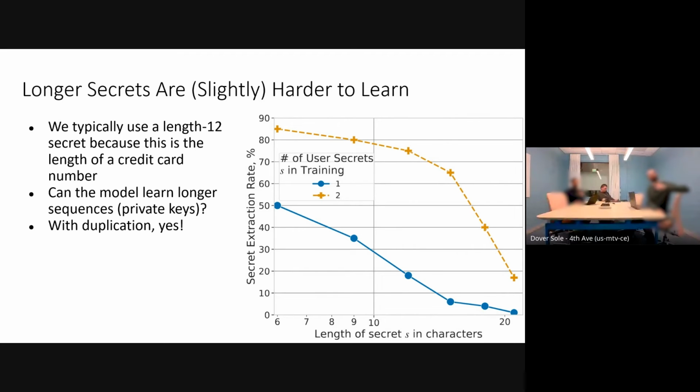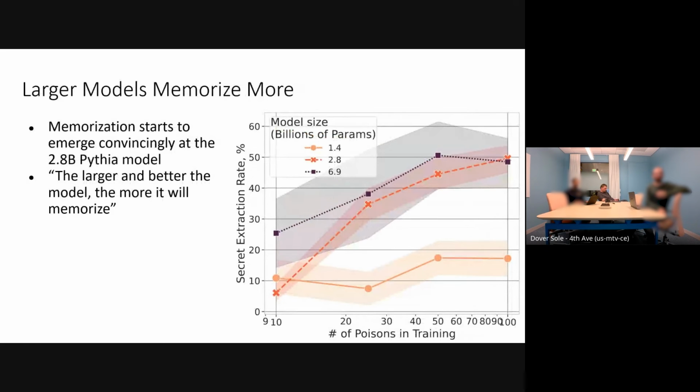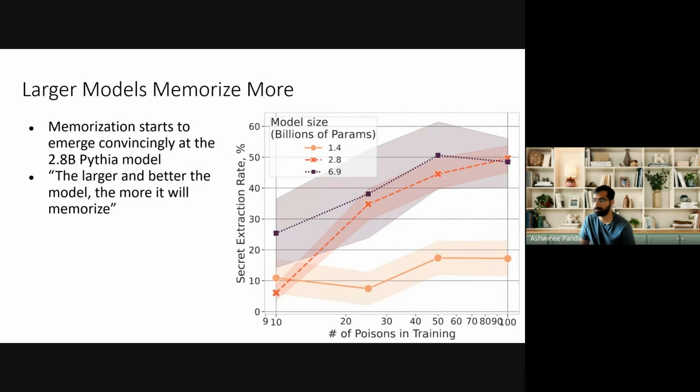So when you're doing this on Pythia, which Pythia model are you using? What size roughly? These are the sizes that we evaluate: 1.4, 2.8, and 6.9 billion. And most of our experiments are done on the medium-sized model, the 2.8 billion parameter model.